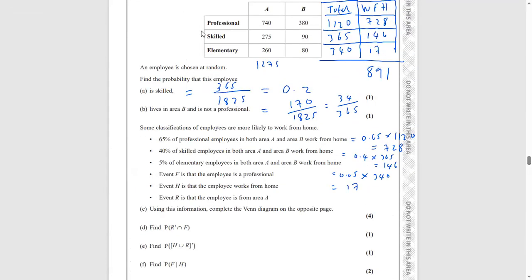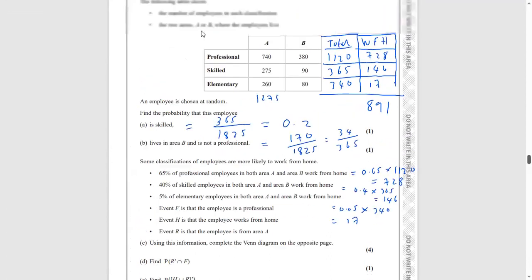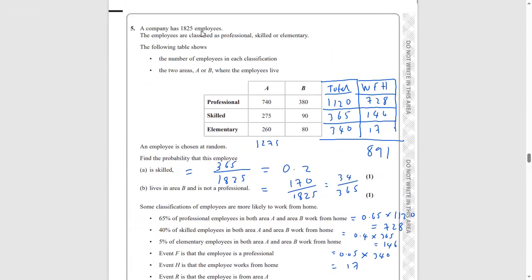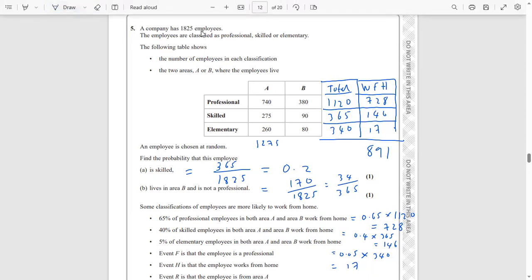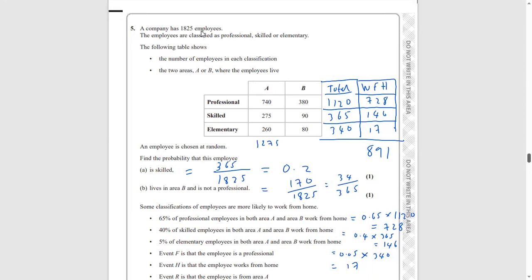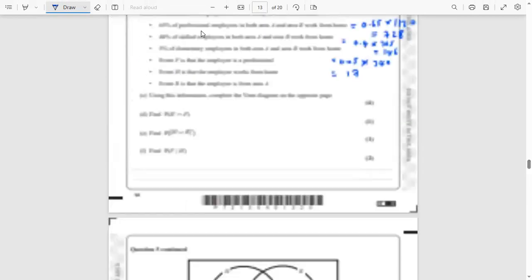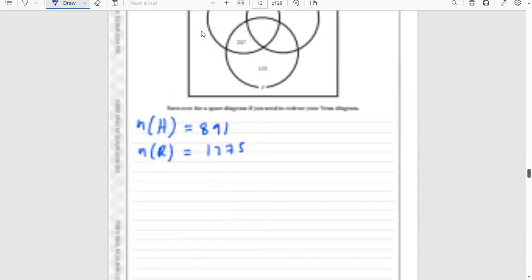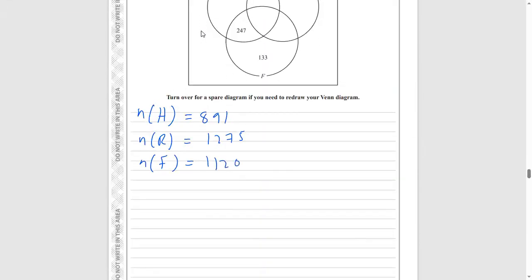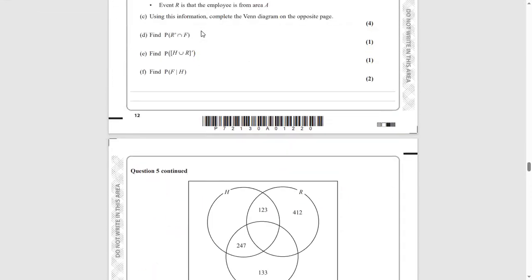And then F is the event that an employee is professional. So how many professional employees do we have? Well, that's this number here, isn't it? This number 1,120 that we worked out before. So just write this down here. So NF, professional employees, was again 1,120. Okay, so got that data.